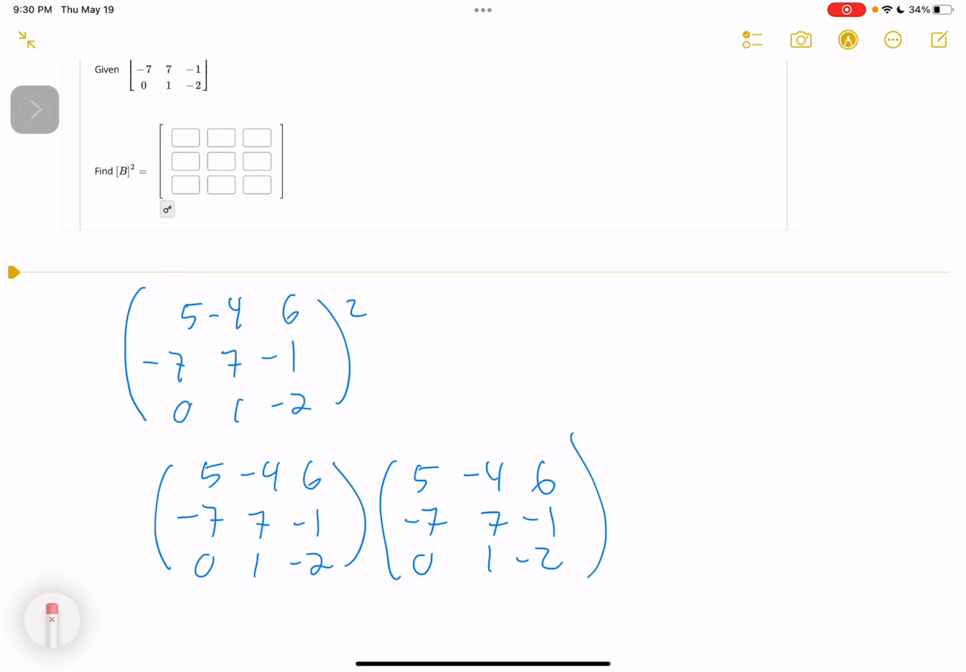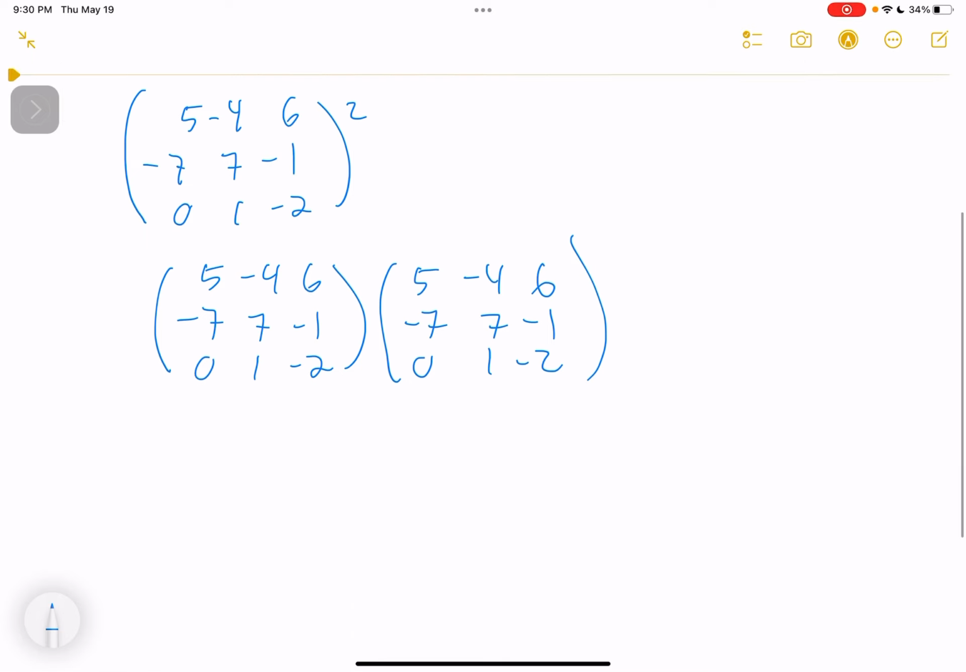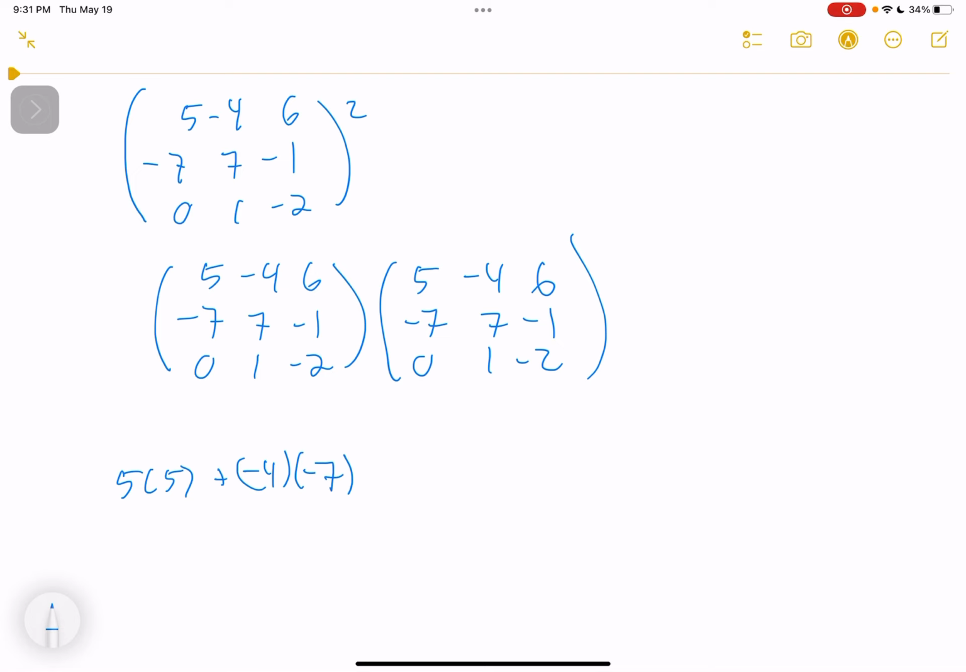So multiply by itself, and it's going to be the row of the first times the column of the second. That'll give us the entry for what part overlaps. In that case, it'd be the upper left corner. So we'd look at 5 times 5 plus -4 times 7 times -7 plus 6 times 0. So that's going to be 25 plus 28, so what is that, 53?